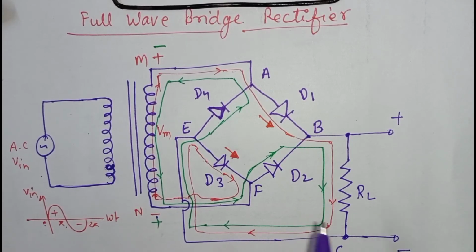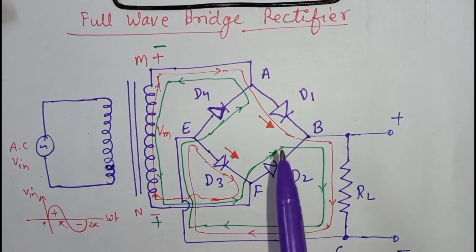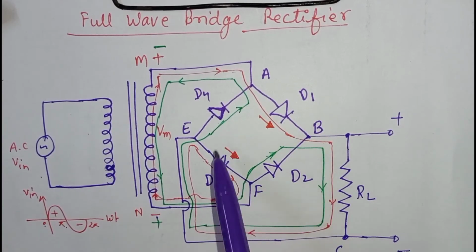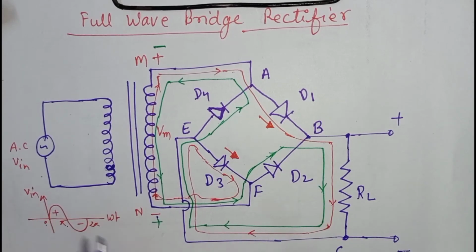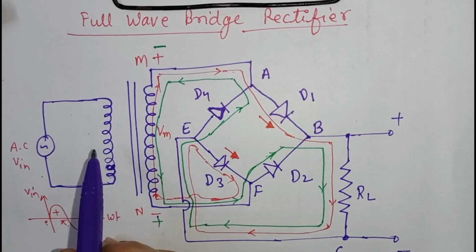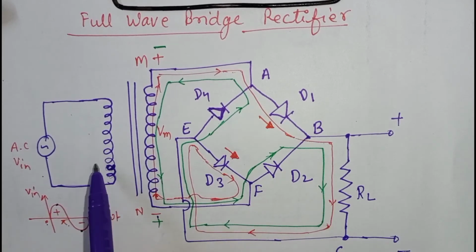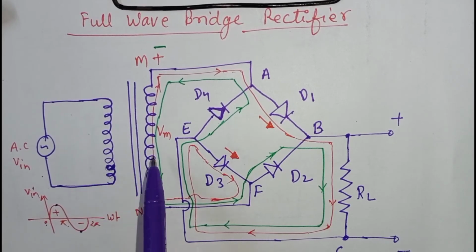In this video, we will study the full wave bridge rectifier. This rectifier uses 4 diodes that are arranged in a bridge. The AC input is applied at the input of the primary. AC input has Vm as the maximum peak and minus Vm as the negative maximum peak. The maximum value of this voltage is induced in the secondary of the transformer.